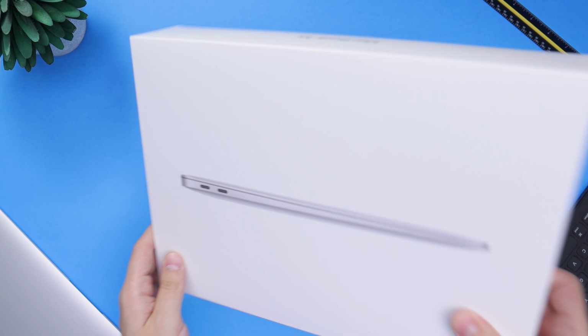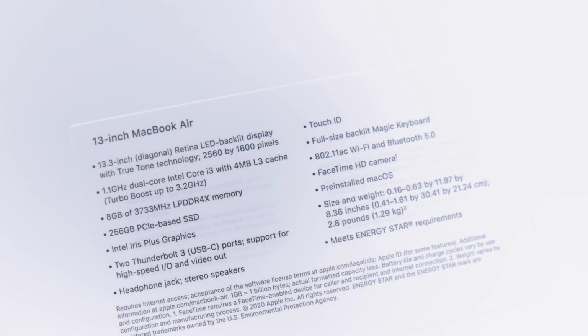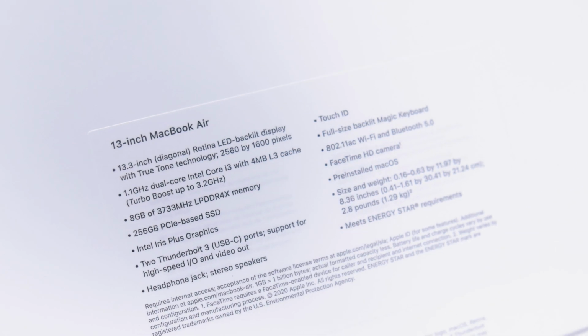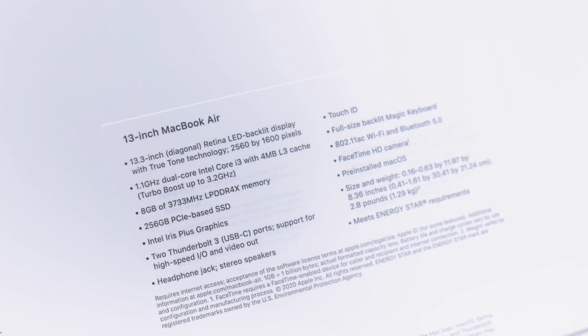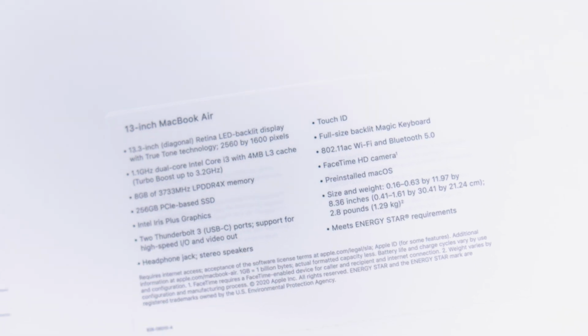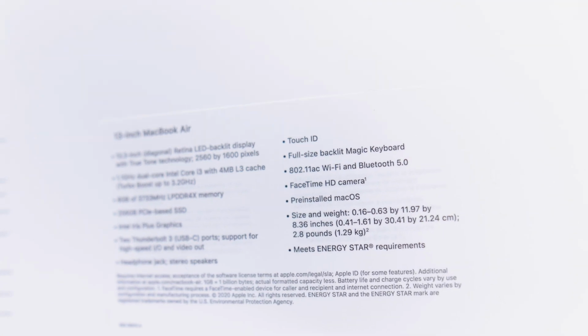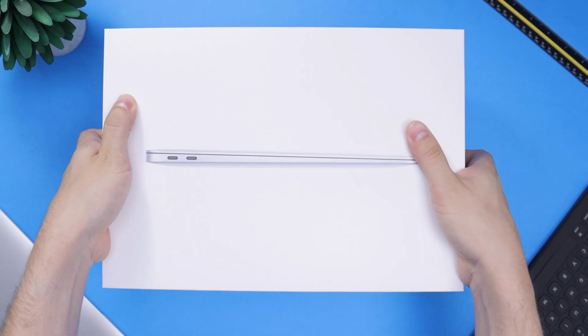And let's go ahead and take a look at the back first before we open this up so we can read the specs here. So it has a 13.3 inch screen, of course, Intel Core i3, 8 gigs of RAM, 256 SSD, and 2 Thunderbolt ports. It is $1,000 finally, so they actually lowered the price on the base model.